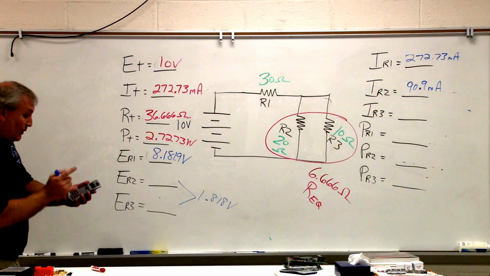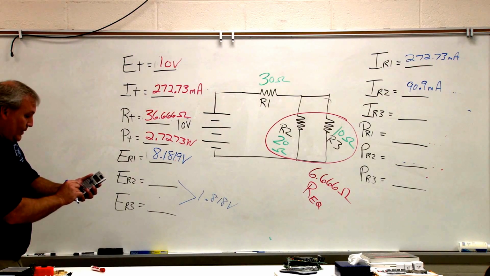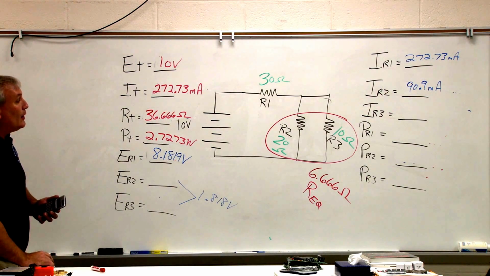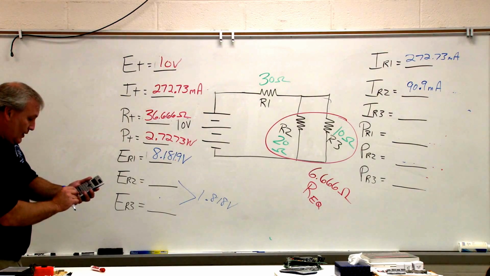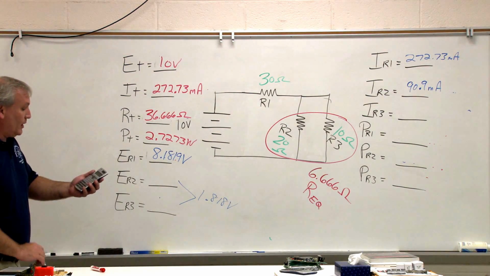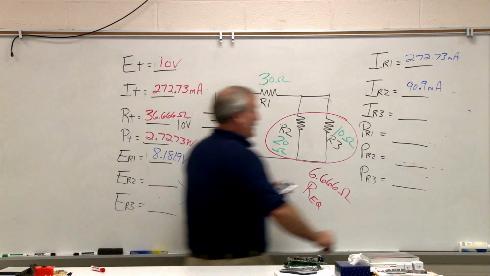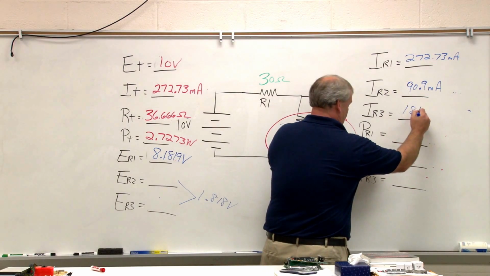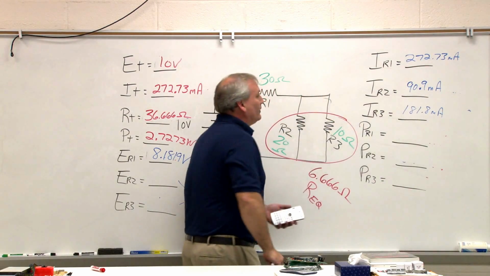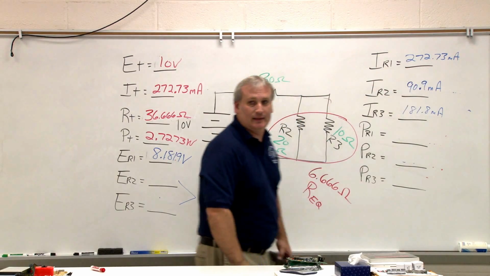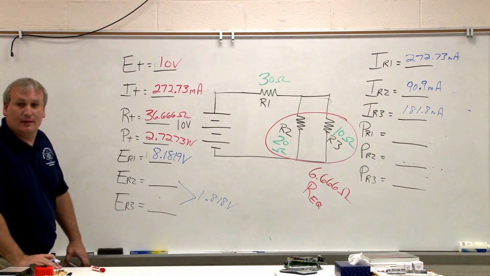If I take ER3, which is still 1.818 volts, what are we going to do with that? Divided by 10. And we're going to come up with 181.8 milliamps. And if you add them up, that will add up to that, the constant current. Does that make sense? Sure.